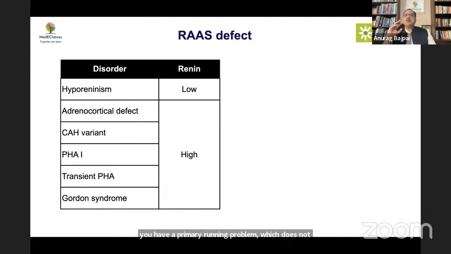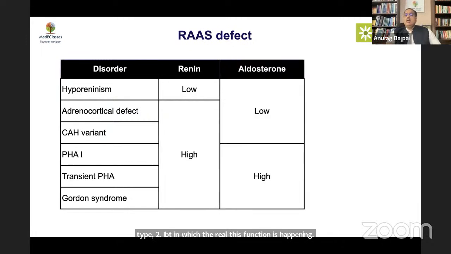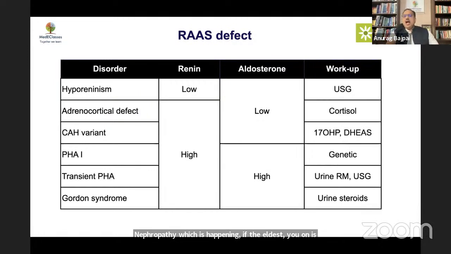It usually happens in older individuals, people who have type 2 diabetes, in which the renal dysfunction is happening, and that's why the renin is going down, or you have a diabetic nephropathy, which is happening. If the aldosterone is low, we are talking about hypoaldosteronism or maybe a CAH variant. And finally, you will look at various parameters which will give you the clue. The most important, of course, is 17-hydroxyprogesterone and DHEAS, which will classify CAH, particularly in the infantile age group.